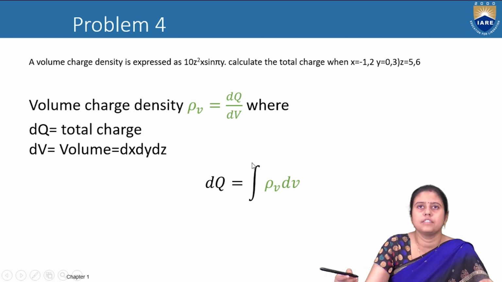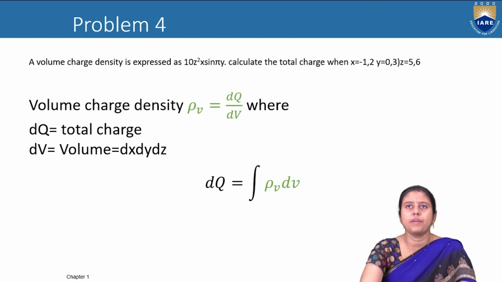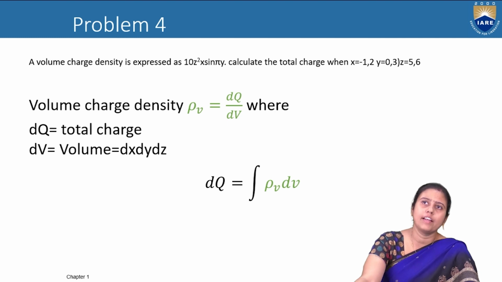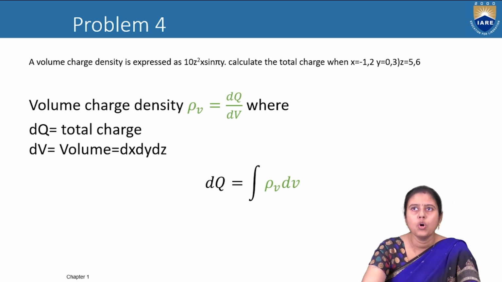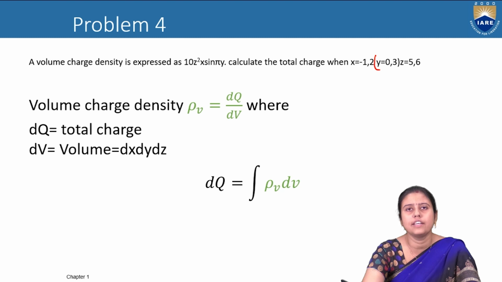Next, actually this is problem number 5. The volume charge density has been expressed by 10 z square x sin pi y. Calculate the total charge when x is equal to minus 1 to 2, y is equal to 0 to 3, and z is equal to 5 to 6. So what is the volume charge density?